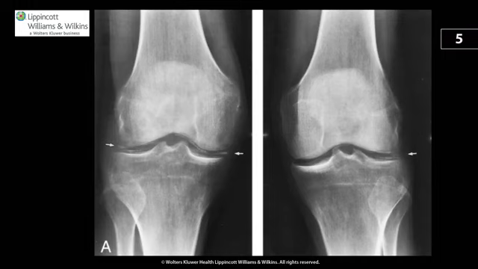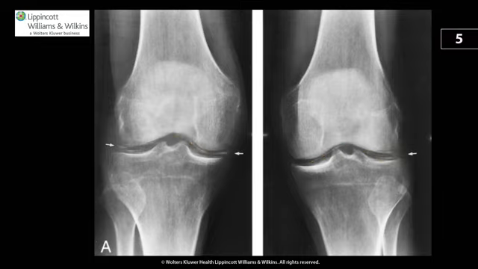Then one other thing I want to mention with pseudogout is something called chondrocalcinosis. Chondro means cartilage and calcinosis means calcification. This is calcification of the articular cartilage. If you see an x-ray of the knee with these thin lines of calcification along the cartilage, especially in the meniscus, that suggests pseudogout.